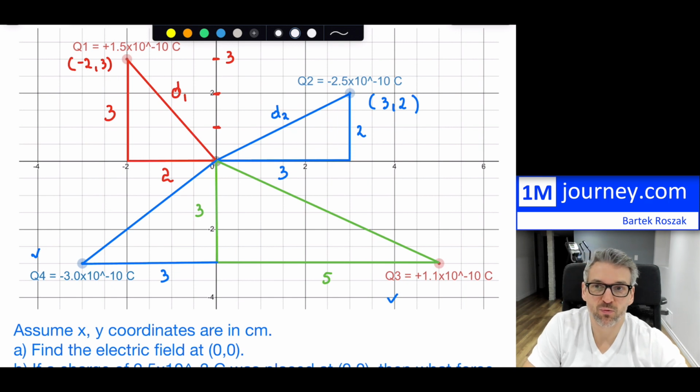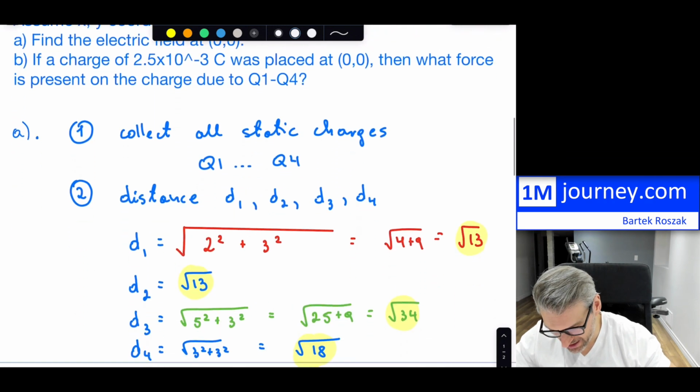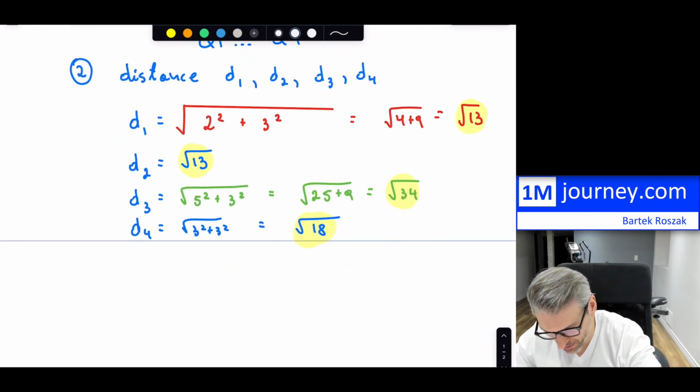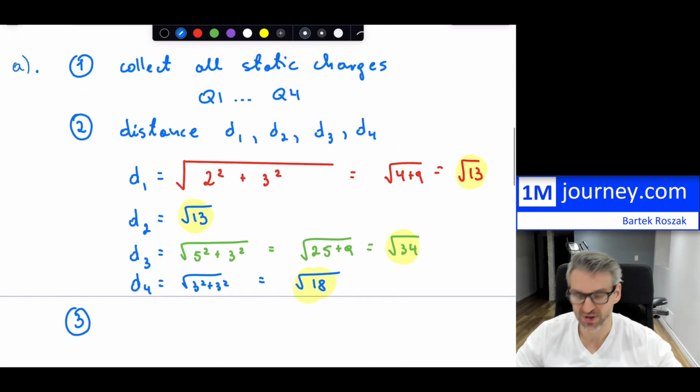So now what's next? Once you have the distances and you know what the charges are, this actually isn't very difficult anymore. Our next step is kind of step number 3 that you would have. Step 1, you collect all your static charges.